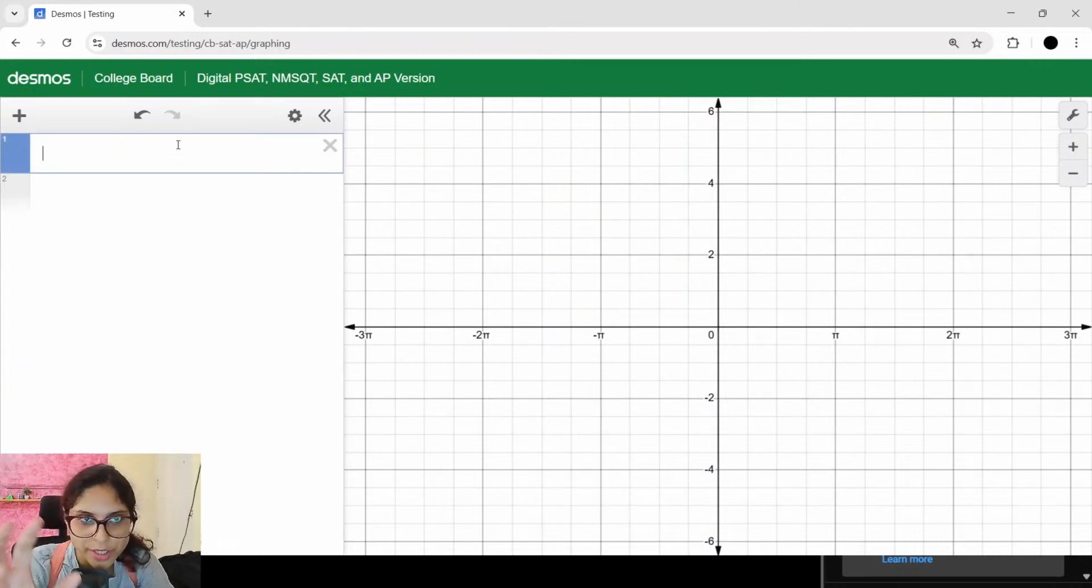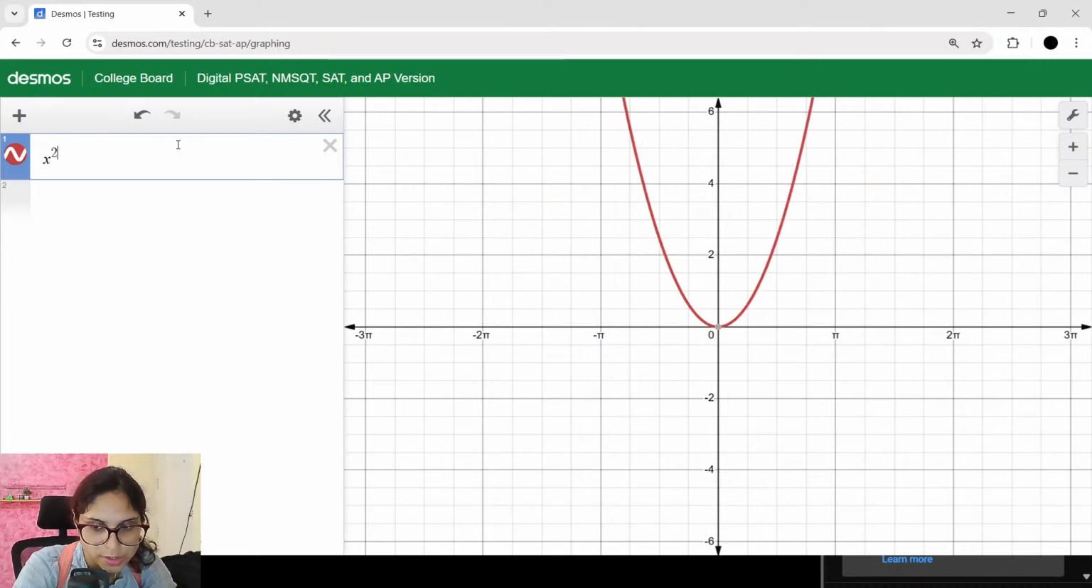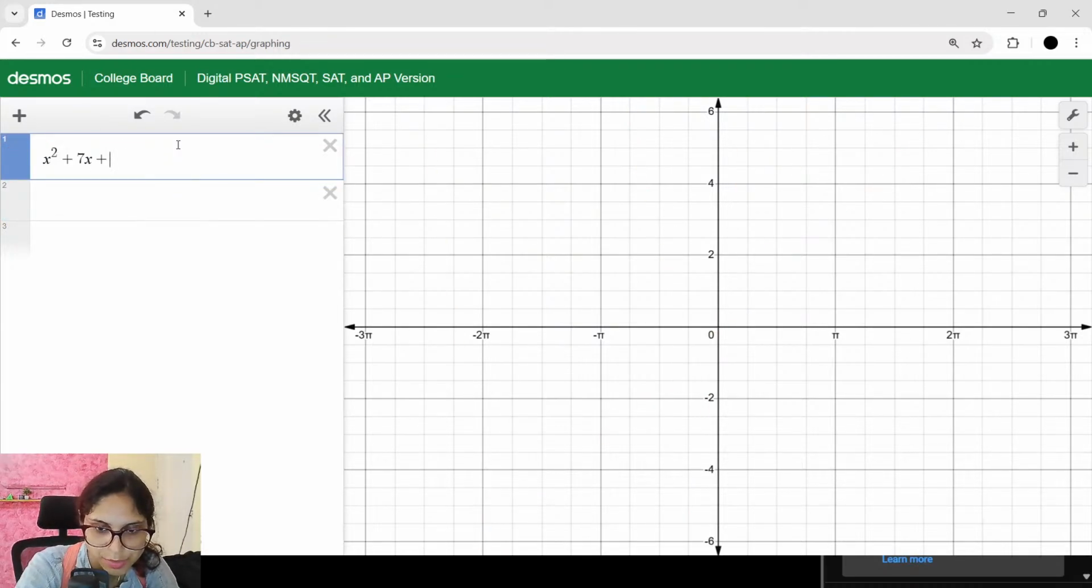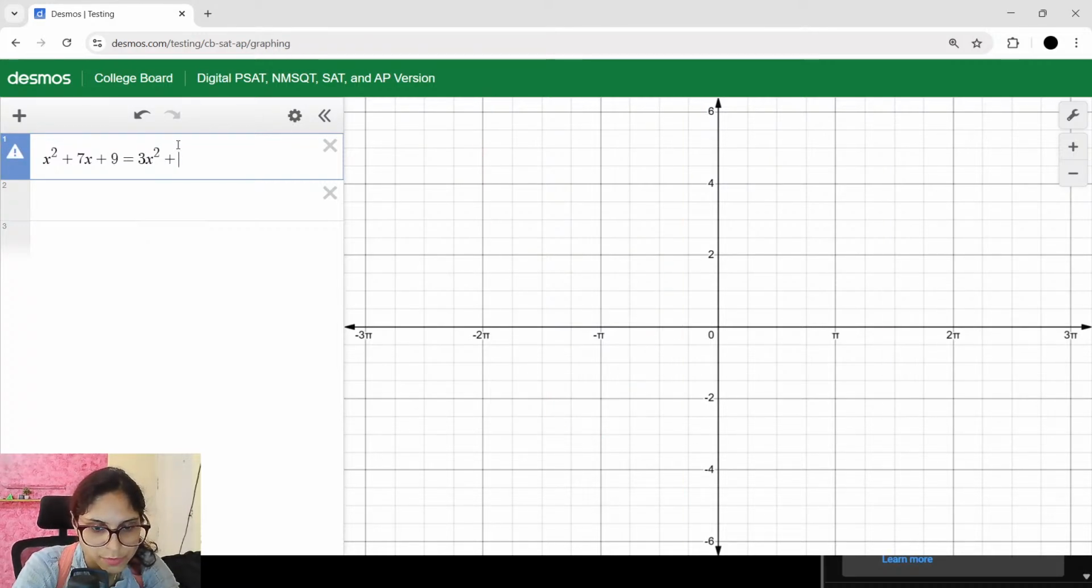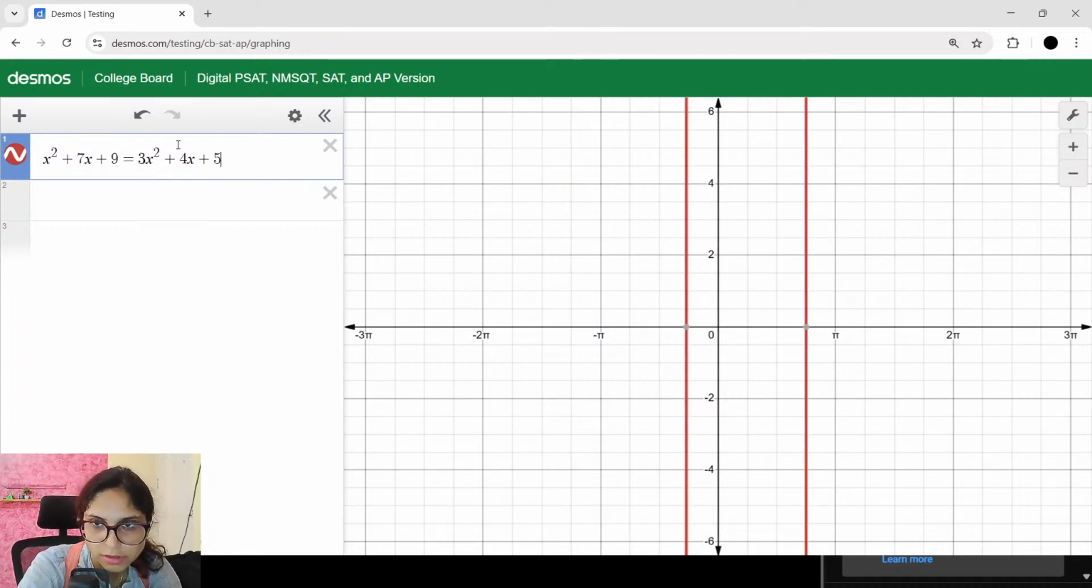Now for linear and quadratic equations, you can directly write the equation. For example, you can also write x squared plus 7x plus 9 is equal to 3x squared plus 4x plus 5. Still you'll get your answers. Okay. And remember, all these can be irrational numbers also, or repeating decimals also. All right, so -0.85078 and 2.35078, these two are your answers. For x, you'll be getting your lines and you just have to look at the x coordinate.